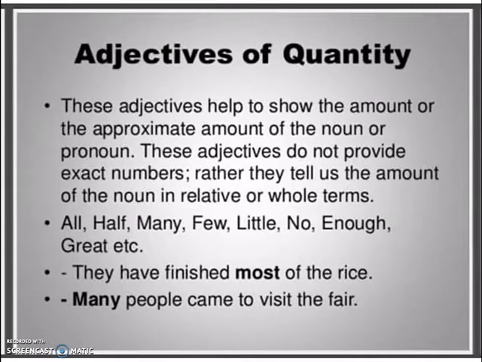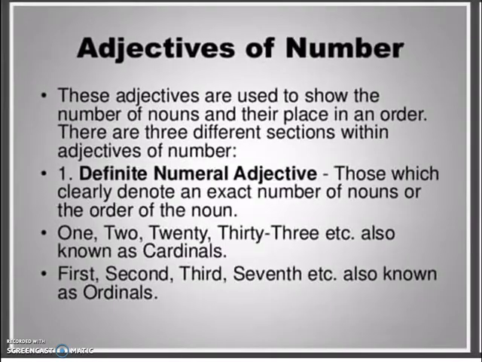For example, many people came to visit the fair. We have to ask, how many people came to visit the fair? The answer will be many people. The third kind is adjectives of number. These adjectives are used to show the number of nouns and their place in an order.